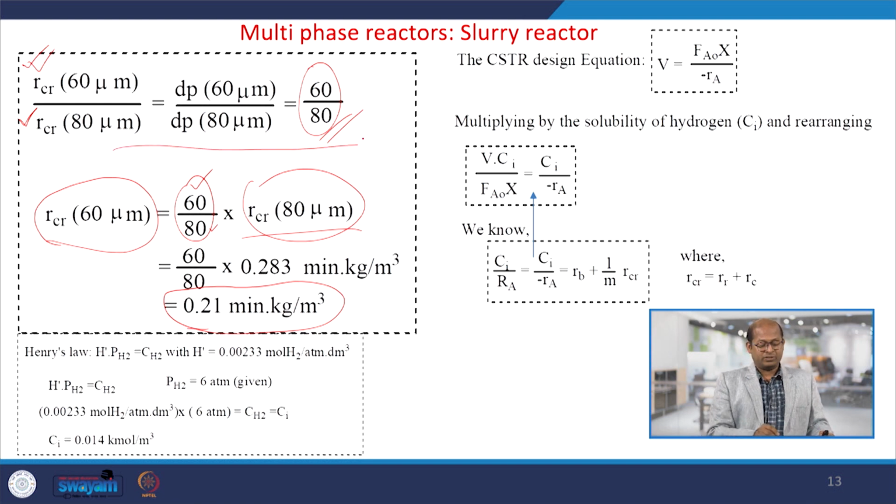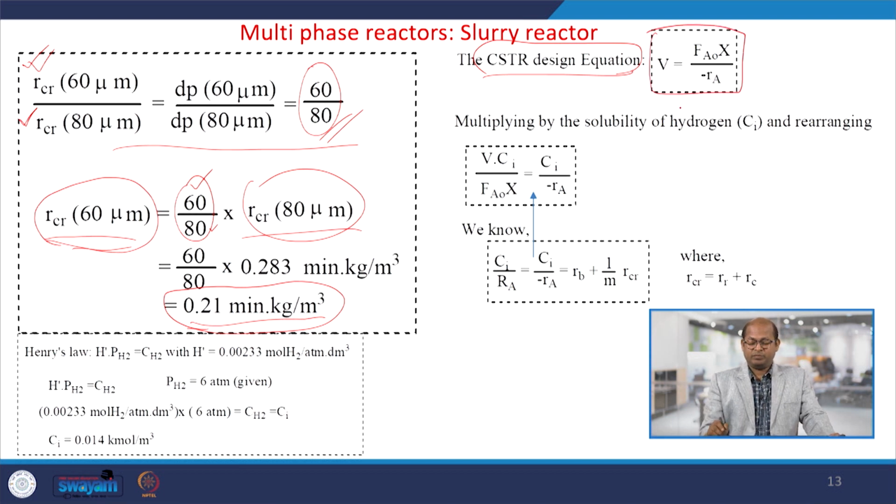Okay. So, then the resistance for 60 micron particles would be this. So, RCR we can find out. Okay. So, now we consider the reactor design equations. Here, for the slurry reactors we have considered, it is a C star type of design equation that we can consider for these systems.